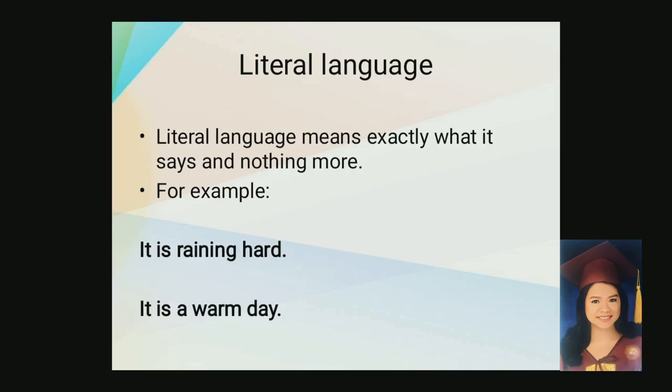Literal language means exactly what it says and nothing more. For example, it's raining hard. That's it. It's really raining very hard outside. It is a warm day. And that's the meaning of it.